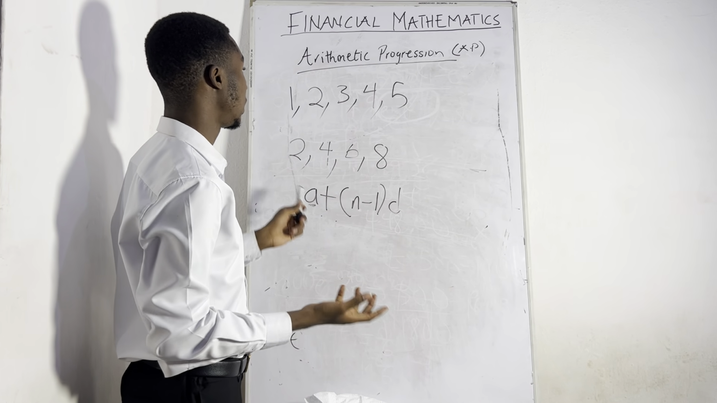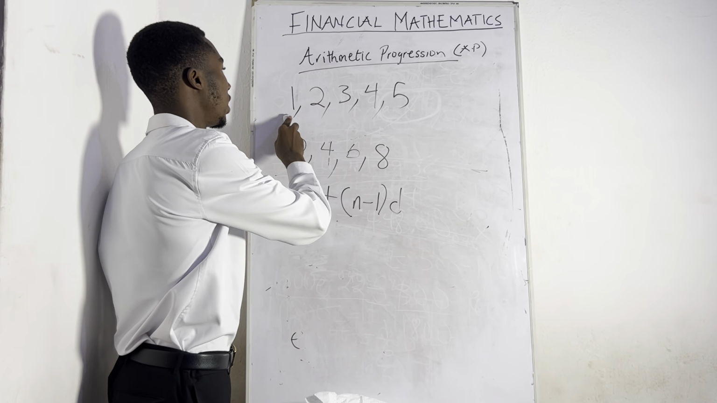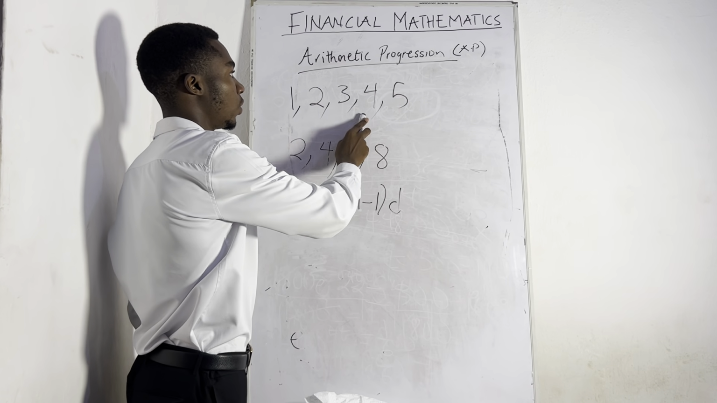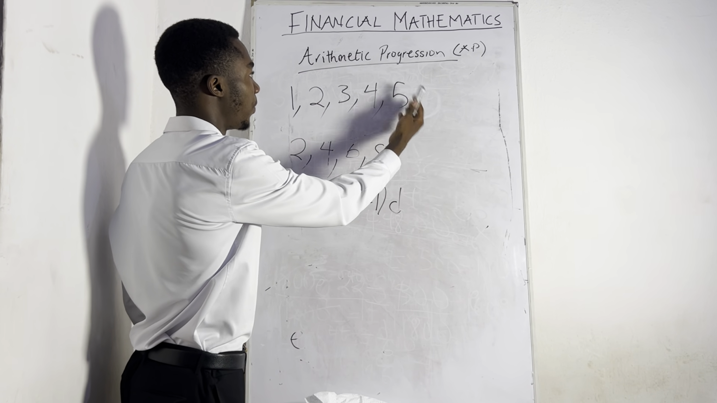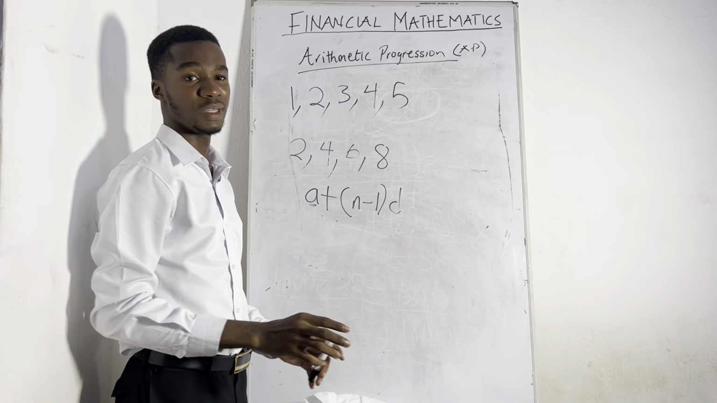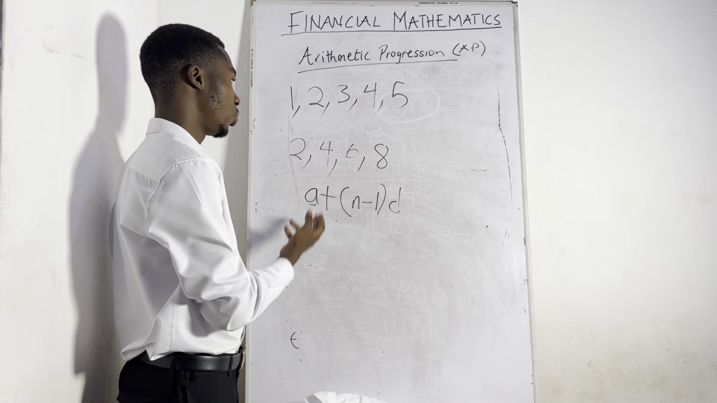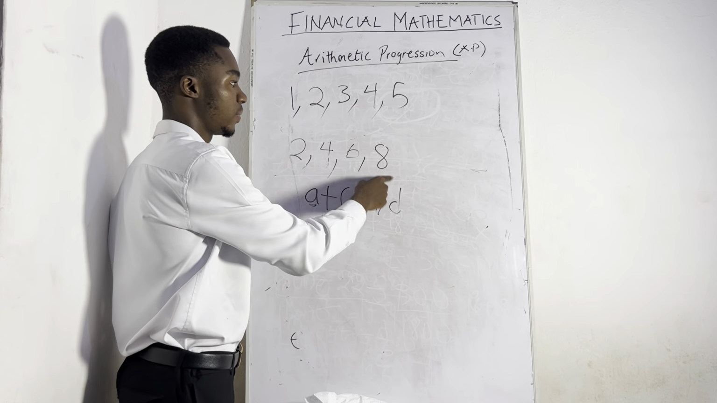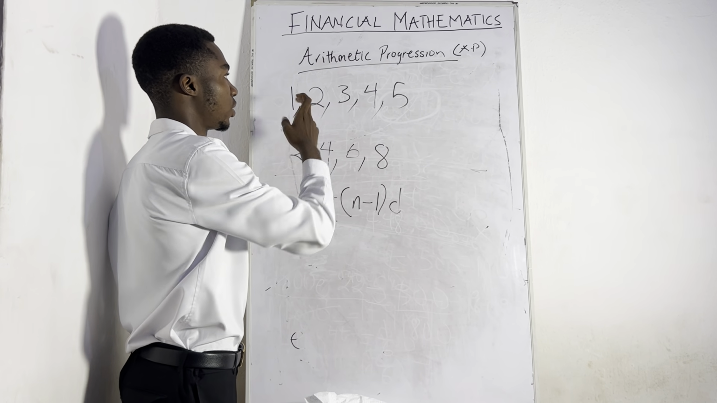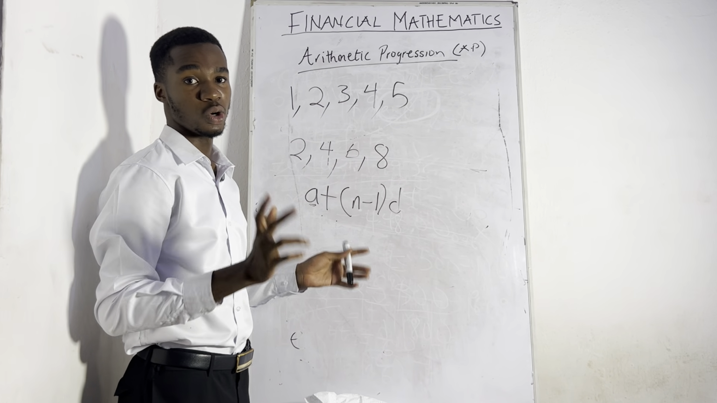For this one too, it is the same thing. Either 2 minus 1, or 3 minus 2, or 4 minus 3, or 5 minus 4. So the one that is after minus the one that is before. You get it? And always the common difference has to be the same. 4 minus 2 is 2. 6 minus 4 is 2. 8 minus 6 is 2. Similarly, 2 minus 1 is 1. 3 minus 2 is 1. 4 minus 3 is 1. So it's always the same.